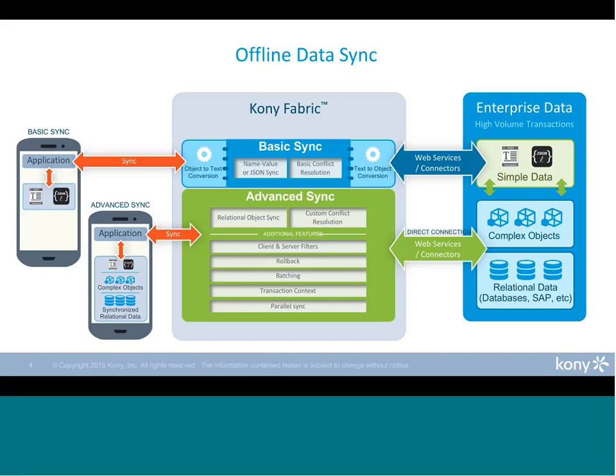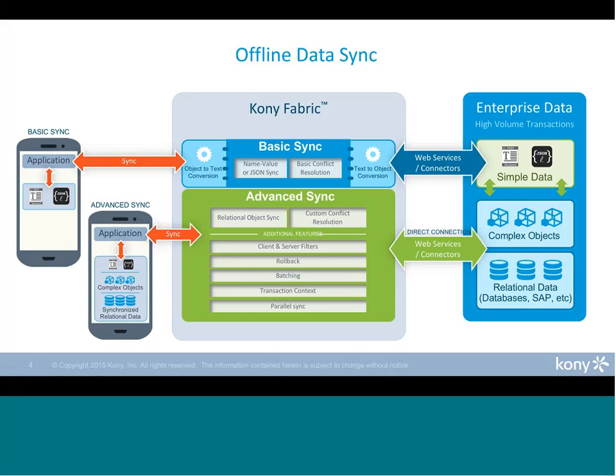So let's start with what an offline app looks like. We have several vendors who provide a synchronization capability. The basic sync just takes care of syncing JSON text, converting the JSON to an object, synchronizing it, doing some basic conflict resolution, and then sending the data back to the backend. That is how our web services are connected. That is what a basic synchronization capability does.